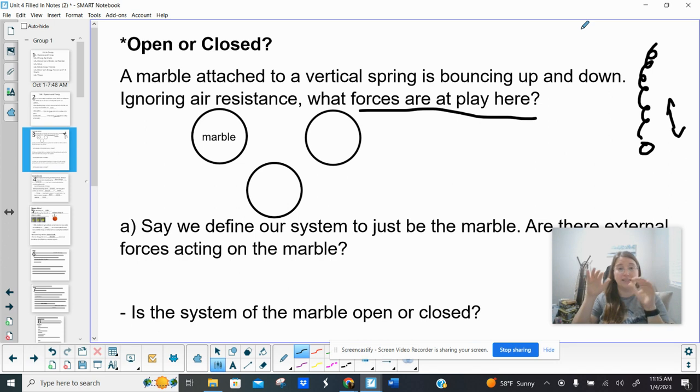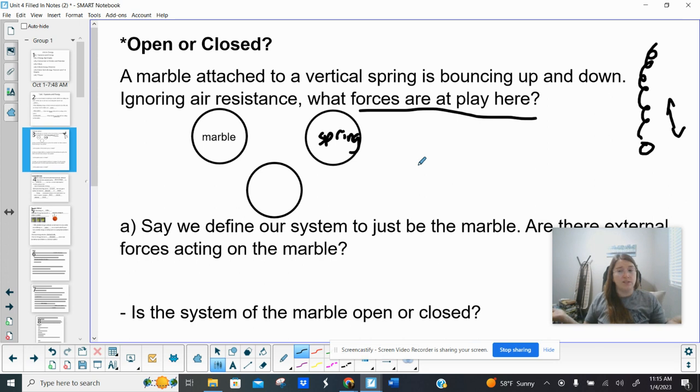So the marble, we can say, is one thing in our system. But we also have the spring as well, right? The spring is able to exert a force on the marble because when I drop the marble it pulls down, but then the spring is going to bounce back up and pull that marble back up. So the spring is another force at play, but this is vertical, up and down, right? I let it go and it goes shoom, shoom, shoom.